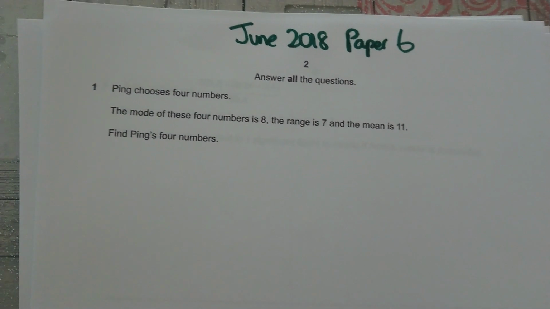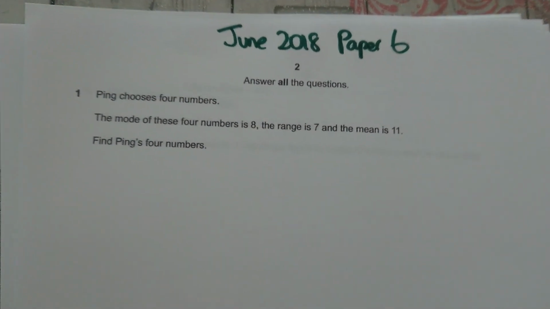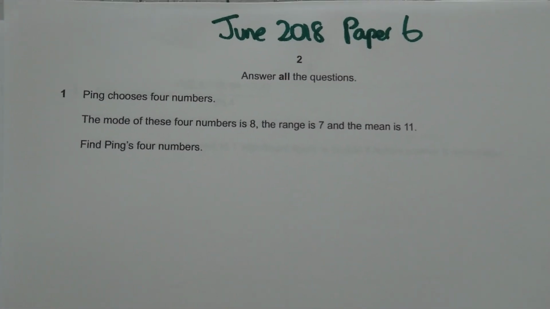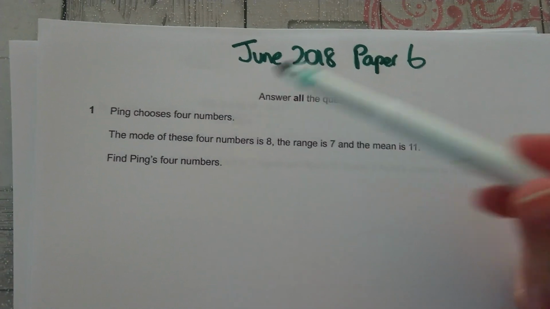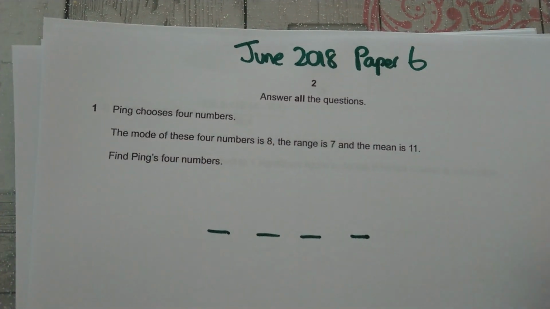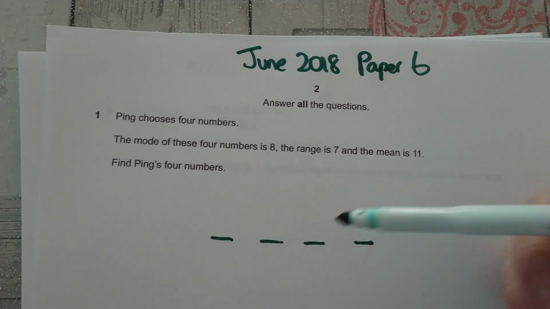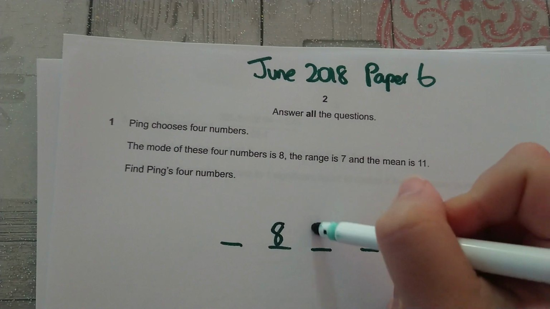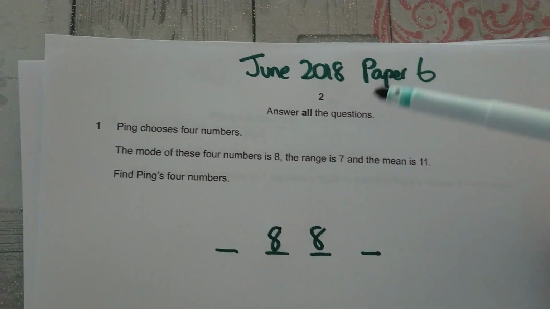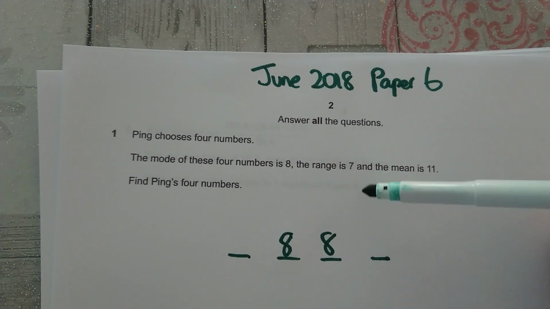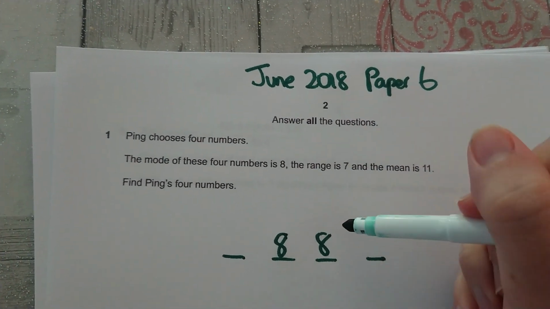So this video is going to go through the first half of June 2018, paper 6, which is a calculator paper. So we know that Ping chooses 4 numbers. We know the mode of them is 8, so there must be more 8s than any other number. So for that to happen, at least 2 of them must be 8s. We know the range is 7, so the difference between the biggest one and the smallest one must be 7.